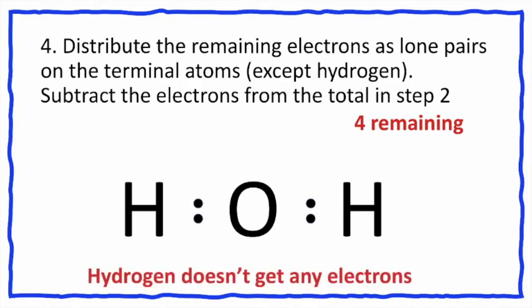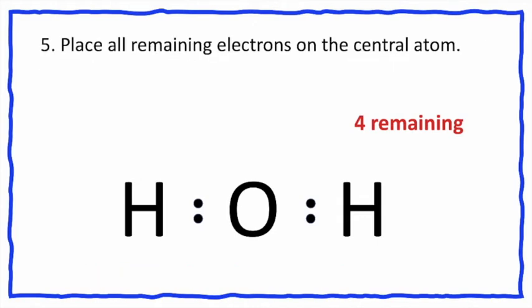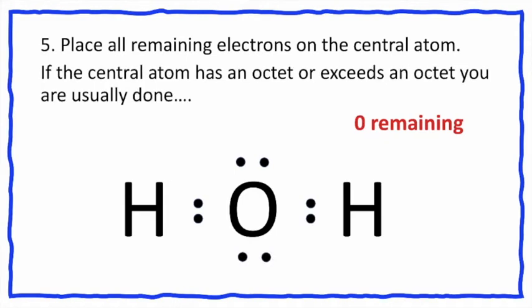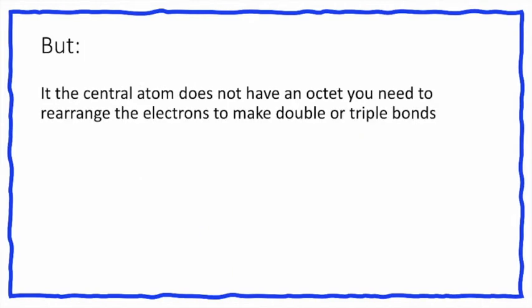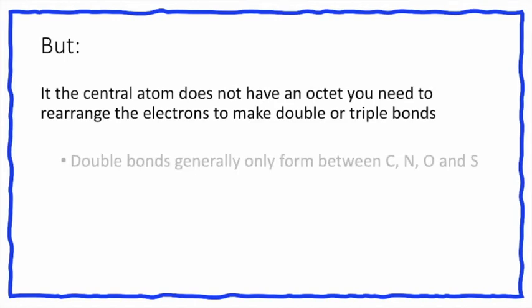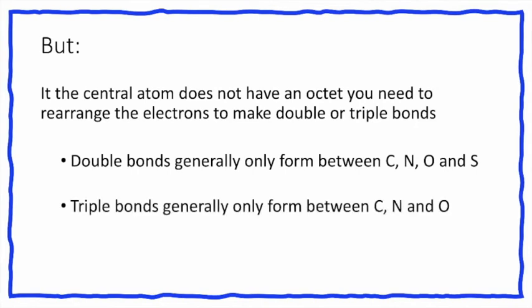Next, we're going to distribute the remaining electrons as lone pairs on the terminal atoms, except for hydrogen. Then we're going to subtract the number from our current total of electrons. In this example, hydrogen doesn't get any lone pair electrons because it's happy with a full duet, so we're going to skip this part. Next, we're going to place all remaining electrons on the central atom. If the central atom has an octet or exceeds an octet, we're usually done. But if the central atom doesn't have an octet, we need to rearrange the electrons to make double or triple bonds. Double bonds generally only form between carbon, nitrogen, oxygen, and sulfur. Triple bonds generally only form between carbon, nitrogen, and oxygen.